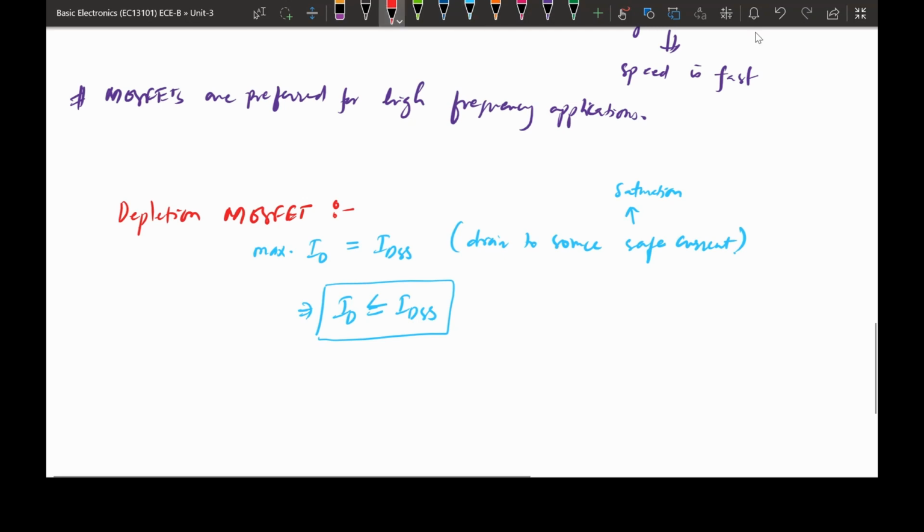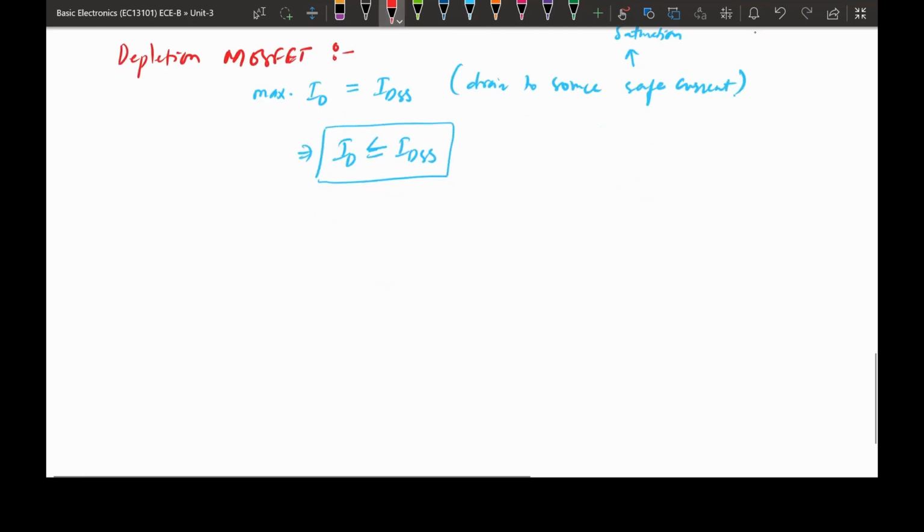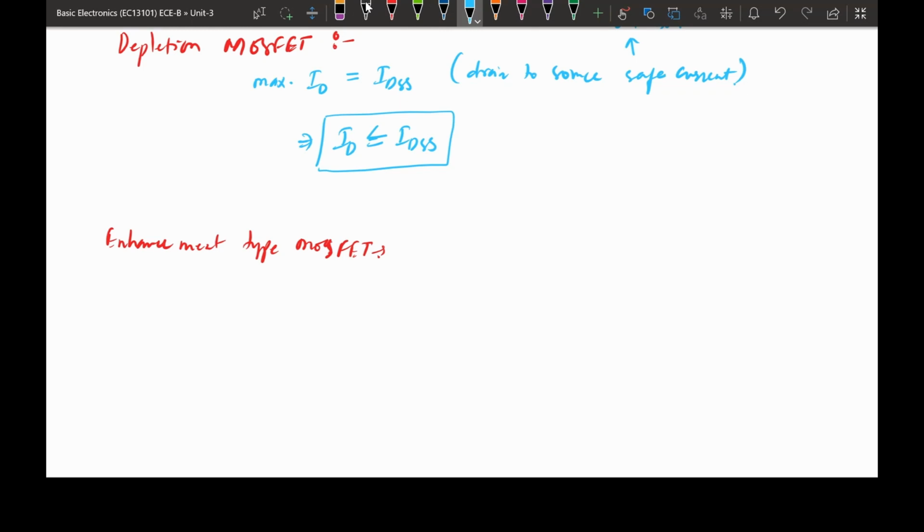But in case of enhancement type MOSFET, the current flowing at the start of the operation is the minimum current. So here the minimum ID current will be IDSS. This IDSS will be minimum in enhancement mode, and as we apply the gate to source voltage in forward bias, ID will be greater than IDSS. So it will be either equal to or greater than IDSS. This is the basic way we can differentiate between depletion mode and enhancement mode.